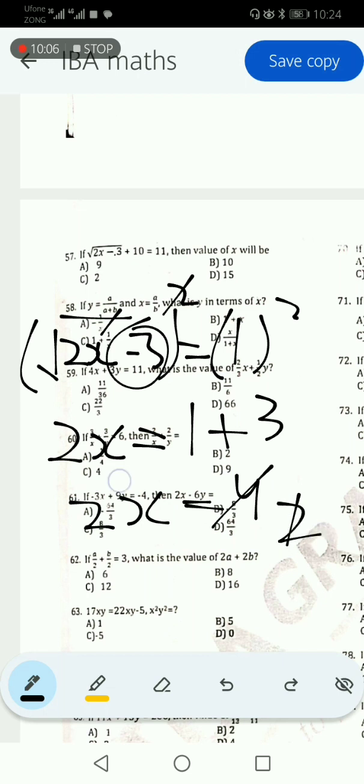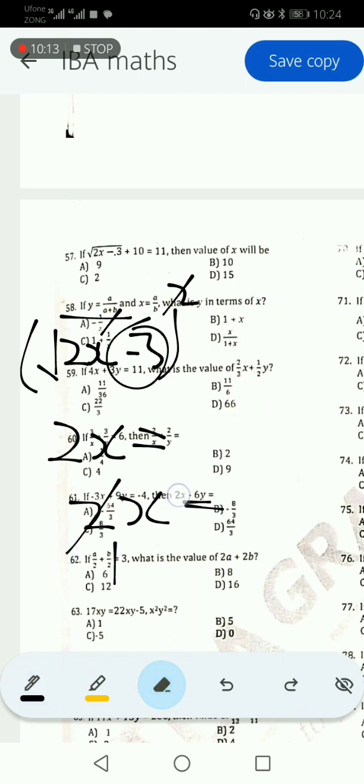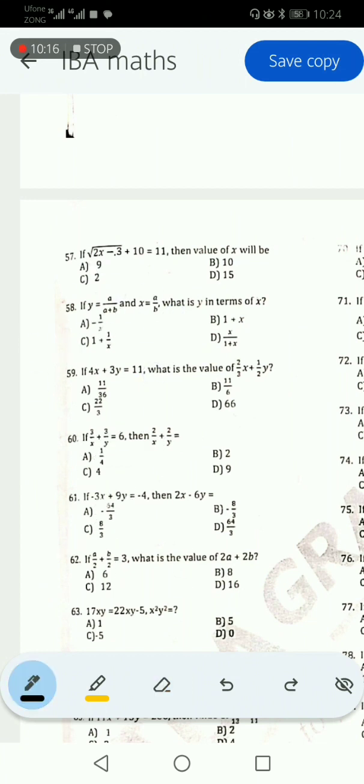This will be 2, and this will be 1. So our correct option should be 2. So their C option is correct. So we are done with this question too. That was quite an easy one.